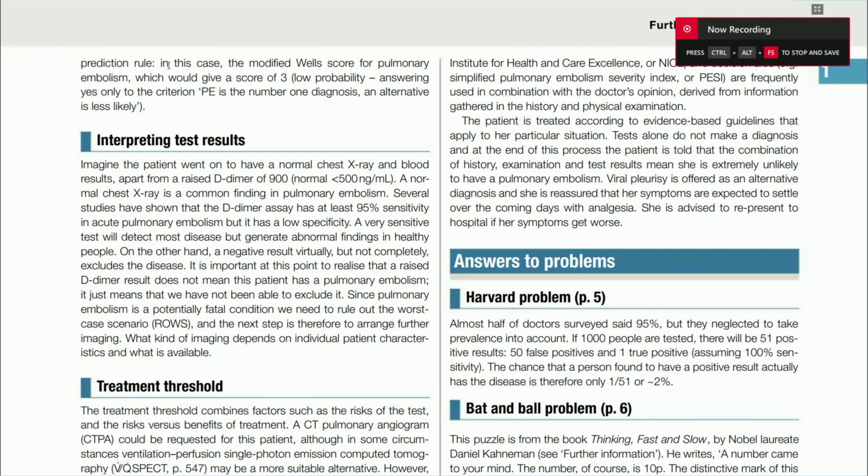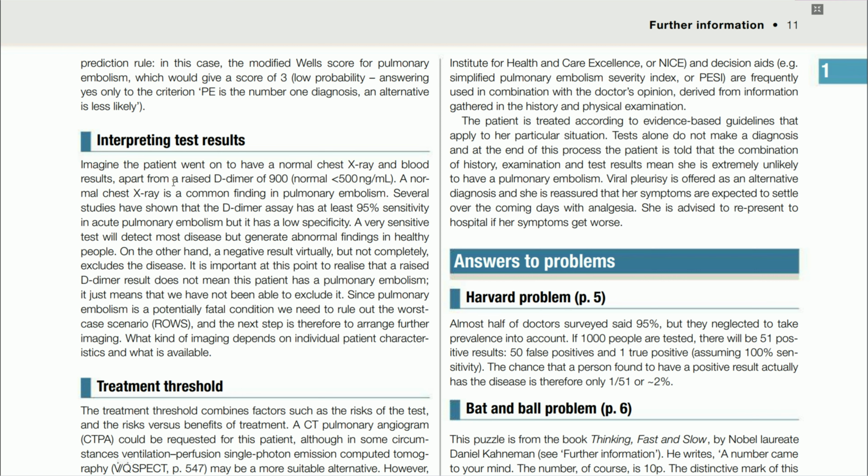Prediction rule. In this case, the modified Wells score for pulmonary embolism would give a score of 3, low probability, answering yes only to the criterion "PE is the number one diagnosis, and alternative is less likely." Interpreting test results. Imagine the patient went on to have a normal chest X-ray and blood results.